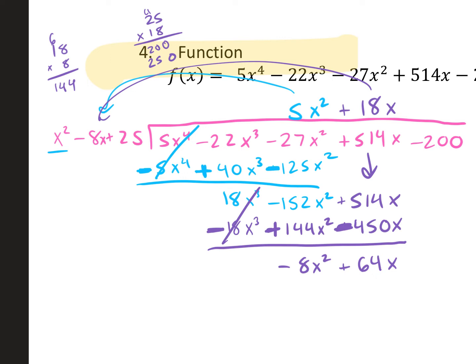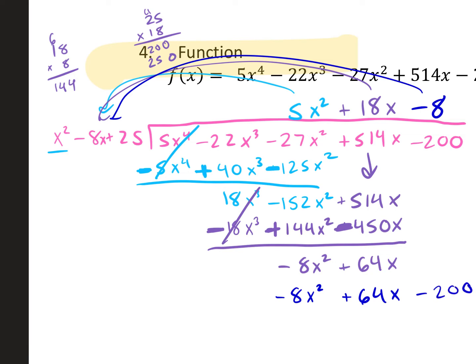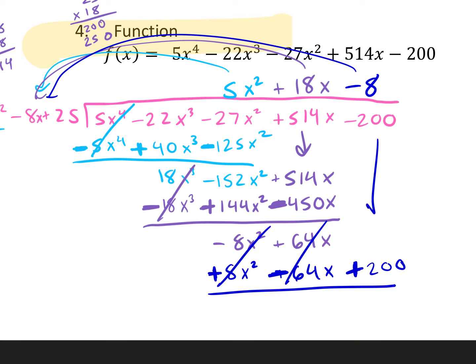Next, we divide. So divide by x squared. This would give us negative 8. Then we multiply negative 8 times everything on the outside. So negative 8x squared plus 64x minus 200. Change the sign, change the sign, change the sign, and combine. So these cancel, cancel. We would bring down the negative 200, and these cancel also.